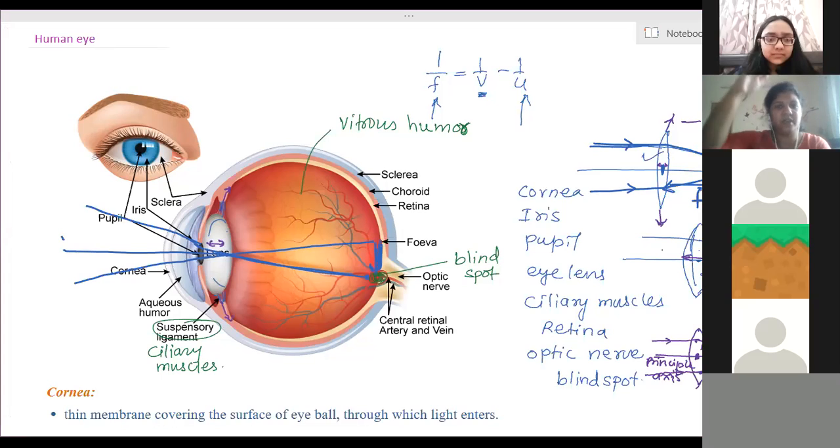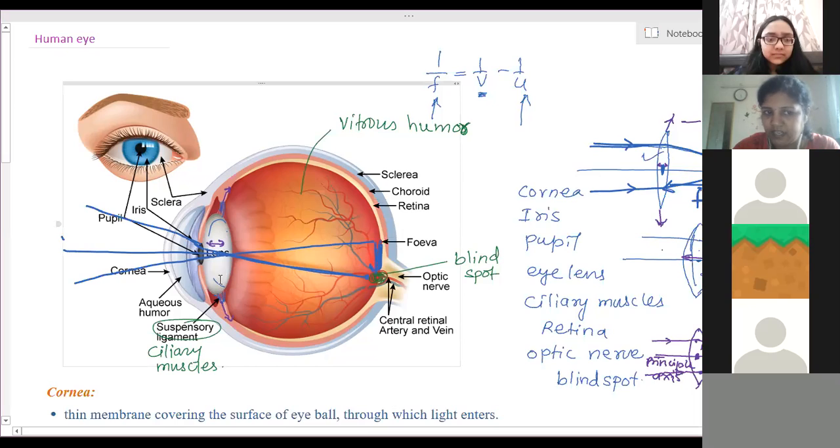This is done by compressing the lens, and that is done by the ciliary muscles. The ciliary muscles compress the lens. The thickness of the lens increases. When thickness increases, the focal length will reduce. When the focal length is reduced, you will be able to read these letters clearly. So the size of the lens has to be changed to see objects at different distances.